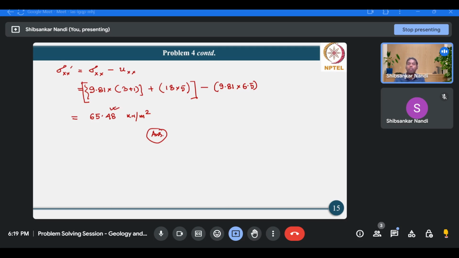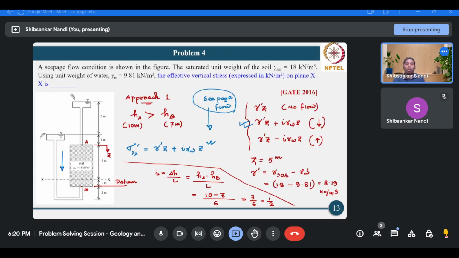So if we proceed by approach 1, we are getting 65.48 as the total effective stress at an elevation of x at the section XX. Again, if we proceed by approach 2, we are getting the same result, that is 65.48 as the effective stress at section XX.